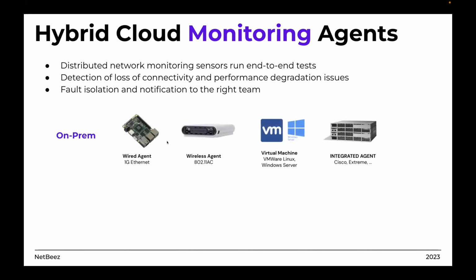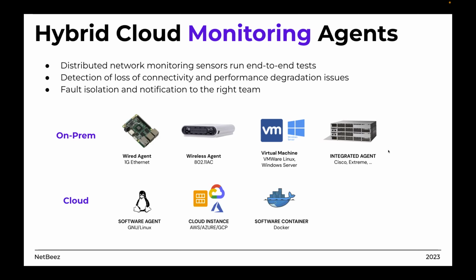For on-prem, most of you should be familiar with our hardware appliances, which can be wired or wireless. These are mostly used in WAN environments. And then we have virtual machines. We support Linux, and now with 11.1 also Windows servers. So technically, you can use a Windows server as a network agent on your dashboard to deploy a NetBeez sensor on-prem. Lastly, we also have integration with networking vendors such as Cisco and Extreme, and this is always based on KVM technologies or Docker hosting.